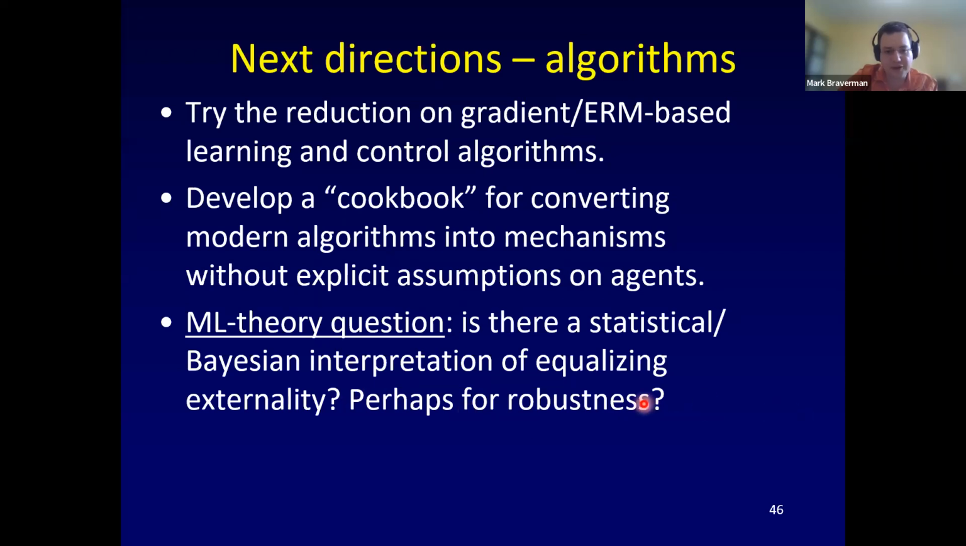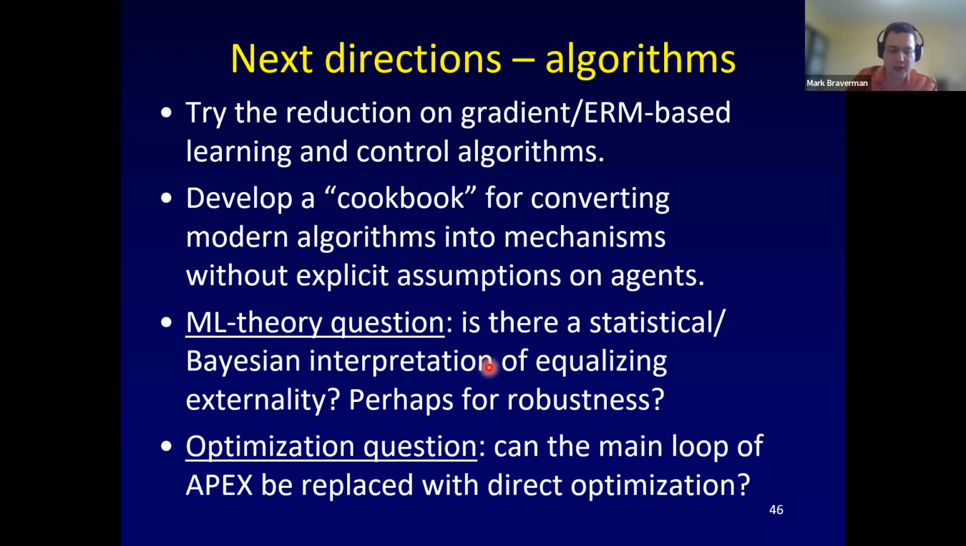In terms of ML theory, there is an interesting question here, whether there is a statistical interpretation of this idea of equalizing externalities, maybe for robustness. What does it mean that we have n examples and we want each of those to have an equal impact or a bounded impact on the final model?